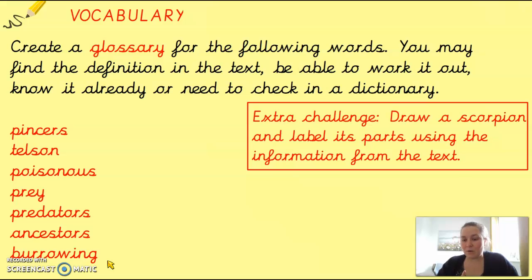You might know it already and be able to write it in your own words. If you can't find out from the text and you don't know what it means, then you can check a dictionary. You might have a dictionary at home, or you can easily find an online dictionary. The Collins online dictionary is a particularly good one to use for really nice user-friendly definitions. Try though to write the definition in your own words. So if you do have to go online, then try to rewrite that in your own words rather than directly copying it. So you will have a list of these 7 words and their definitions.